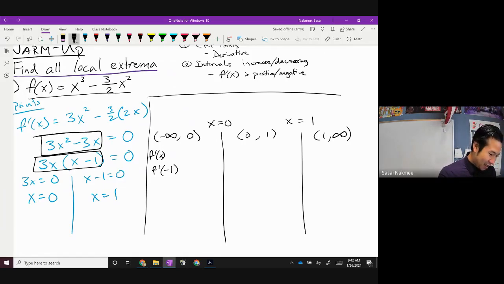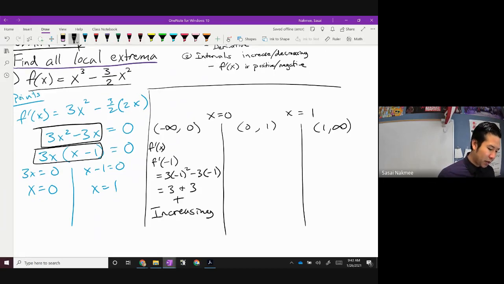Check this out. -1 right here, we're going to end up with 3 times -1 squared minus 3 times -1, which gives me -1 squared is just +1. That's going to end up with a +3. -3 times -1 is also a +3. That's going to be a positive number, which tells me on this interval, the function is increasing. Increasing. Right? And if you want to be really specific, it's increasing on the interval of -infinity to 0.